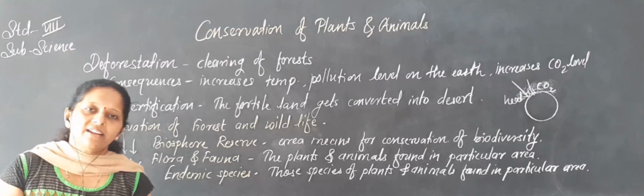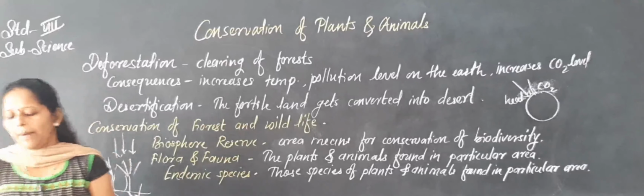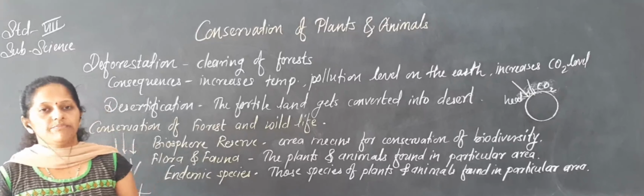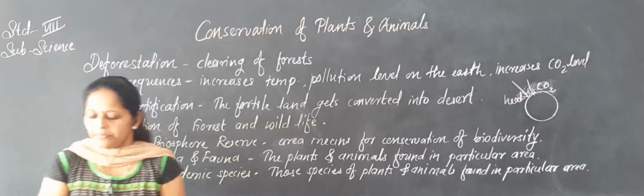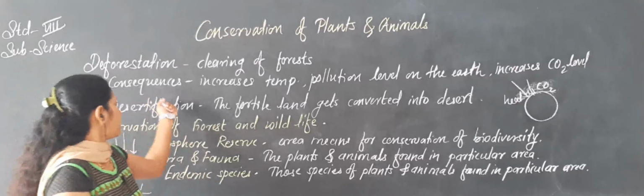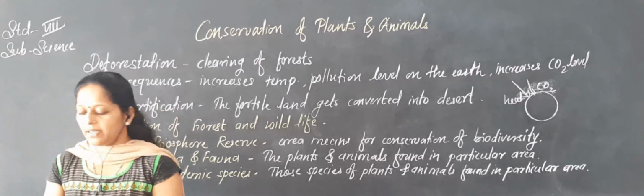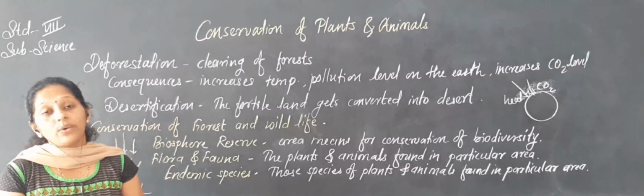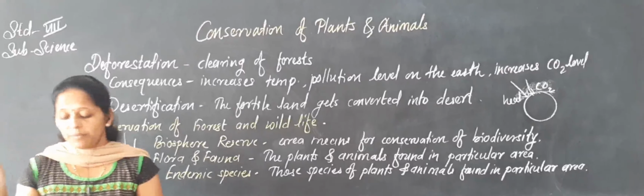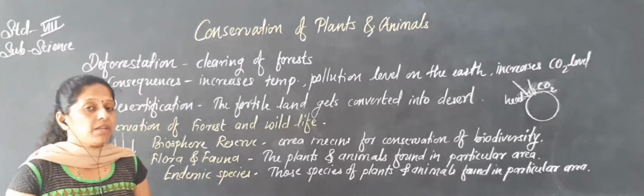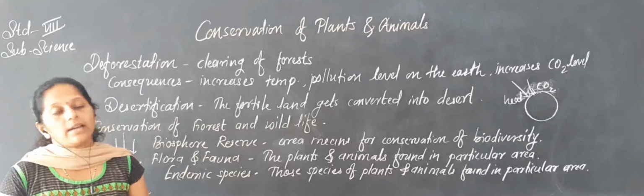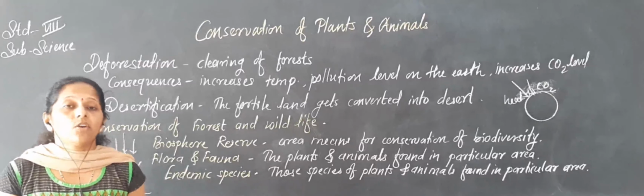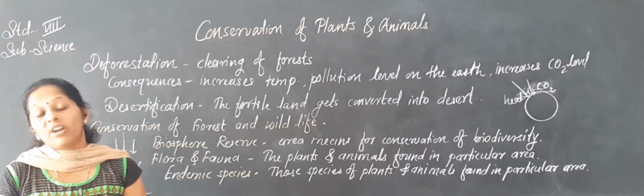If soil erosion is taking place, the soil becomes less fertile and has less humus. So how is it taking place? As I told, desertification. It is taking place because of the wind. There are fewer trees on the earth. What will happen? The top layer of the soil is exposed to the wind and water, and so soil erosion takes place.